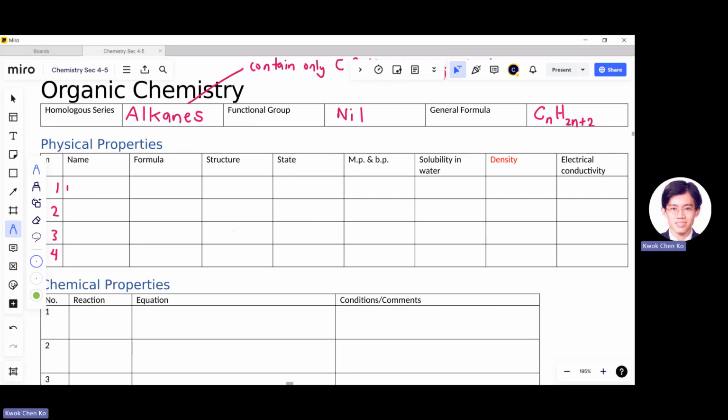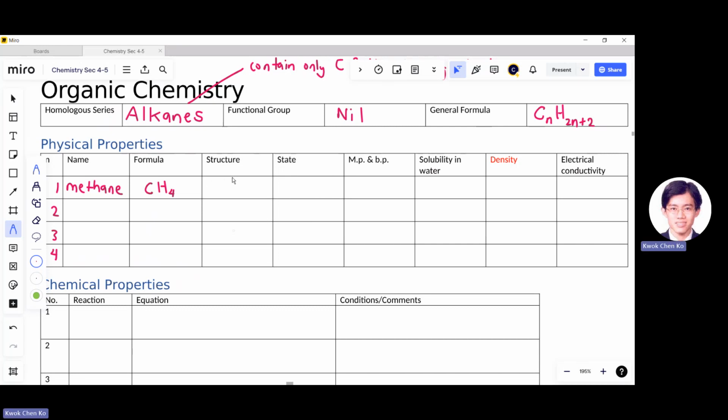So first one, methane. You've already seen it before. Formula: if I put n equals to 1, CH 2 times 1 plus 2, that is 4. You sub n equals to 1 into this formula and you get CH4. Now, it's important to differentiate between formula and structure, because the question can ask you for one or the other or both.